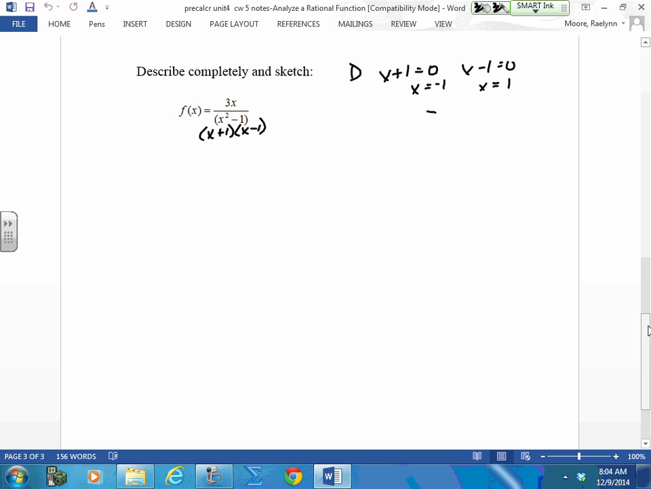So, negative infinity to negative 1. Don't forget the negative 1 to 1 and 1 to infinity. Save your range for later.